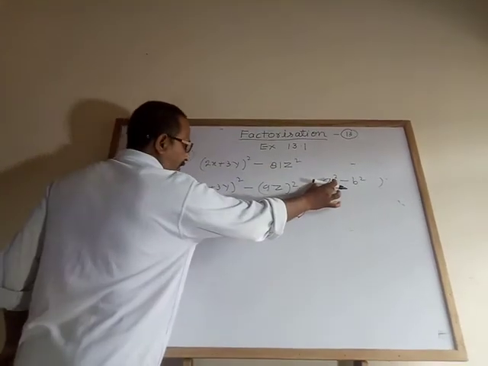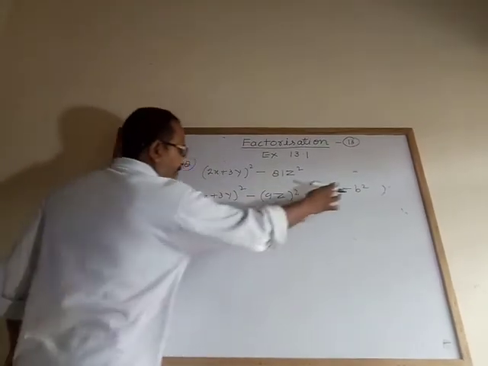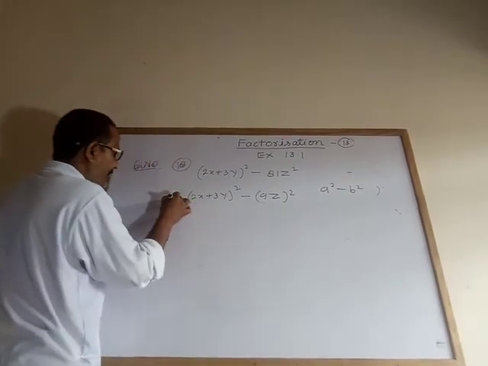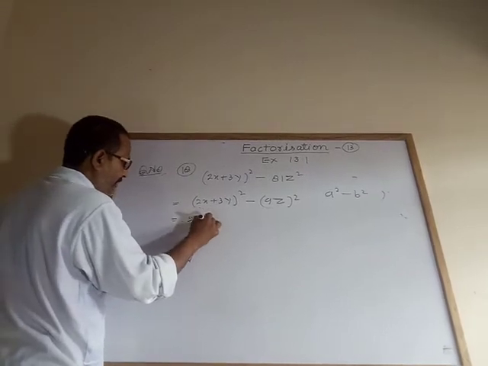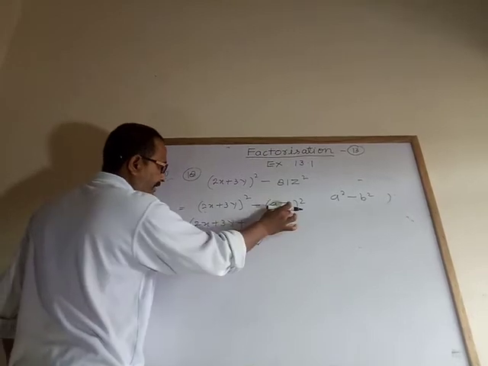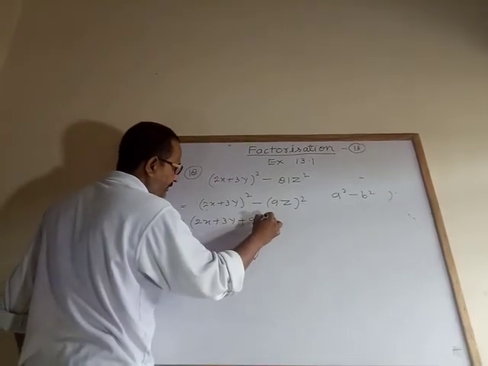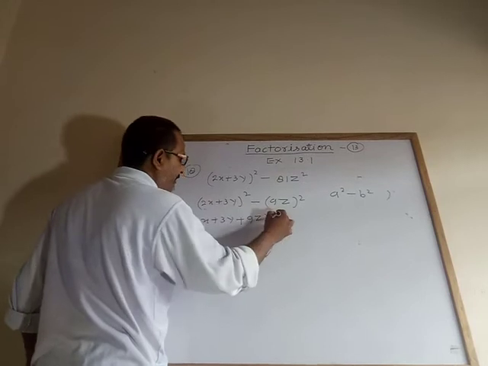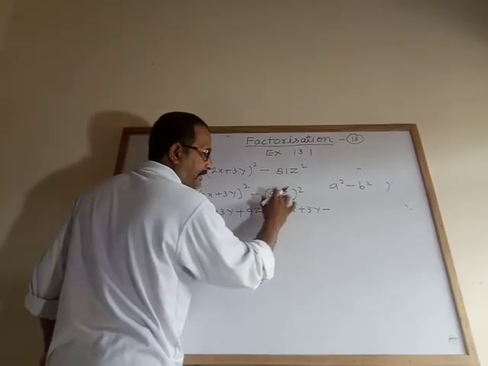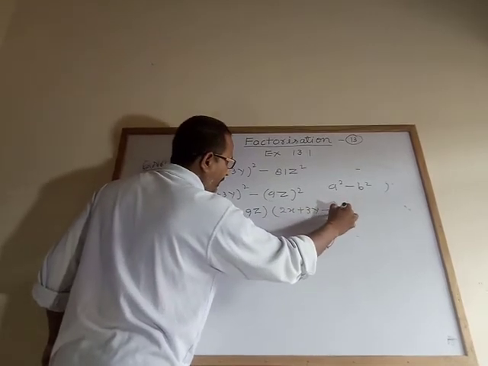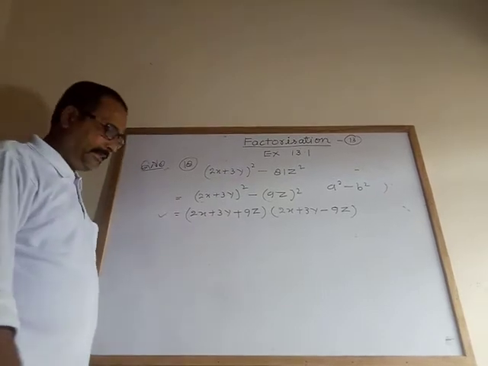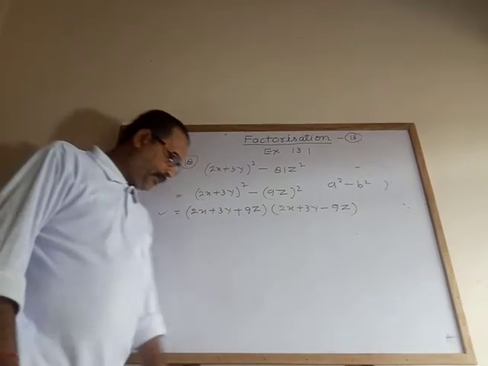So for square of the first term minus square of the second term, in one bracket we take first term plus second term, in the other bracket first term minus second term, 9z. This is your solution. That was question number 18.